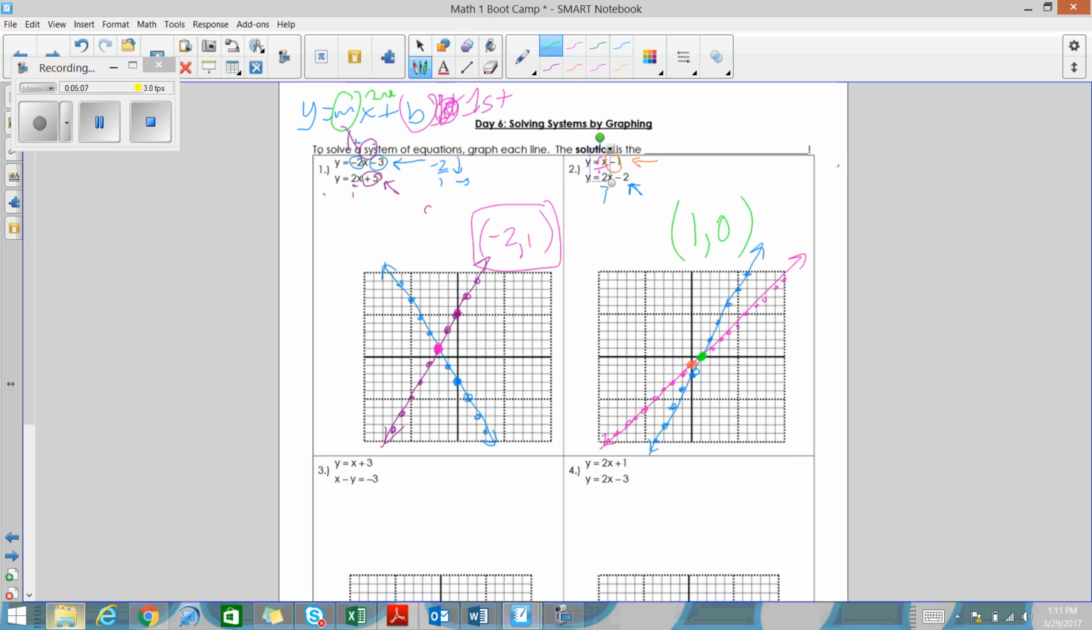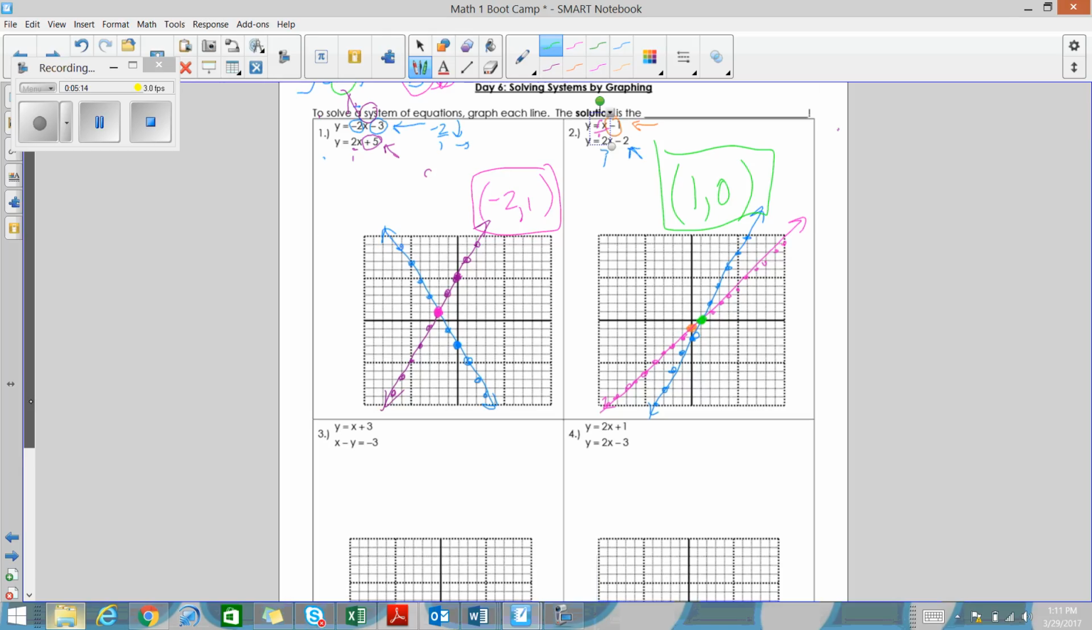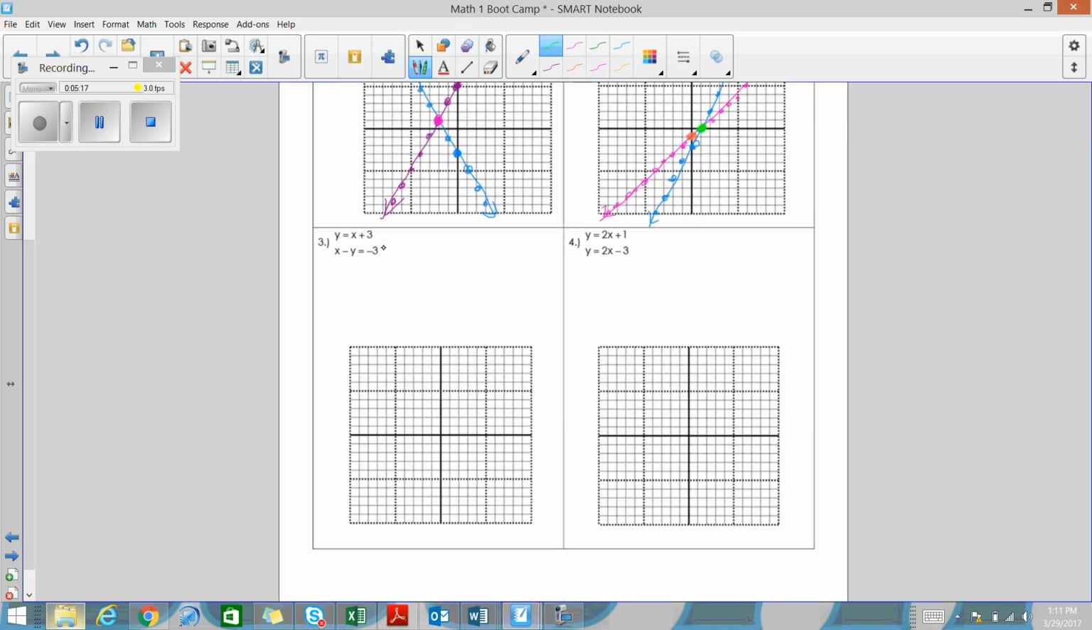So I'm sure a lot of you are like, oh man, I totally remember this. Now, I'm not going to do 3 or 4, but I do want you to see this. Take a look at number 3. You can graph this first one. Check. But the second one you cannot graph right away because it's not in slope-intercept form. It's not in y equals mx plus b form.